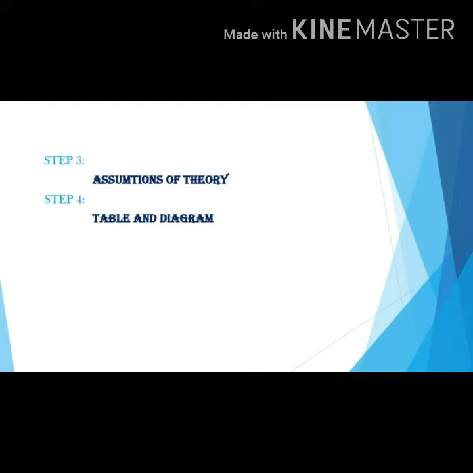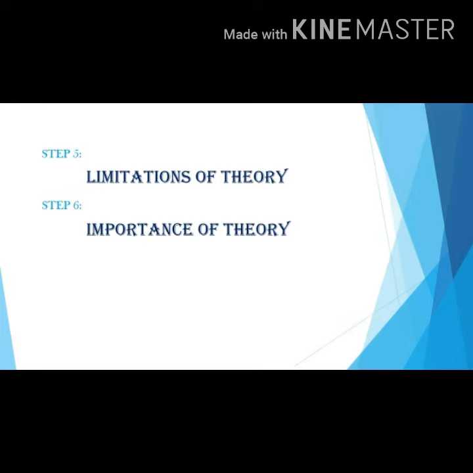After assumptions, we have to draw the table and the diagram regarding this theory, and we have to explain them as well. If there is any mathematical explanation, then you have to explain it after the table and the diagram. And after the mathematical explanation, we have to follow the next step, that is the limitation of the theory. Limitations are those things on which this theory cannot be applied.